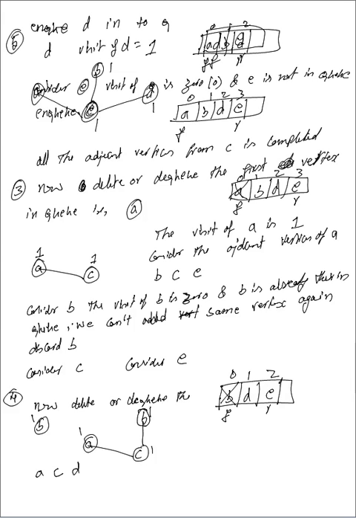Then what you have to do? Consider the adjacent vertices of D. What are the adjacent vertices of D? B, C, and then G, F. Correct? No? Now first you take B. First consider B. You have to do like that.